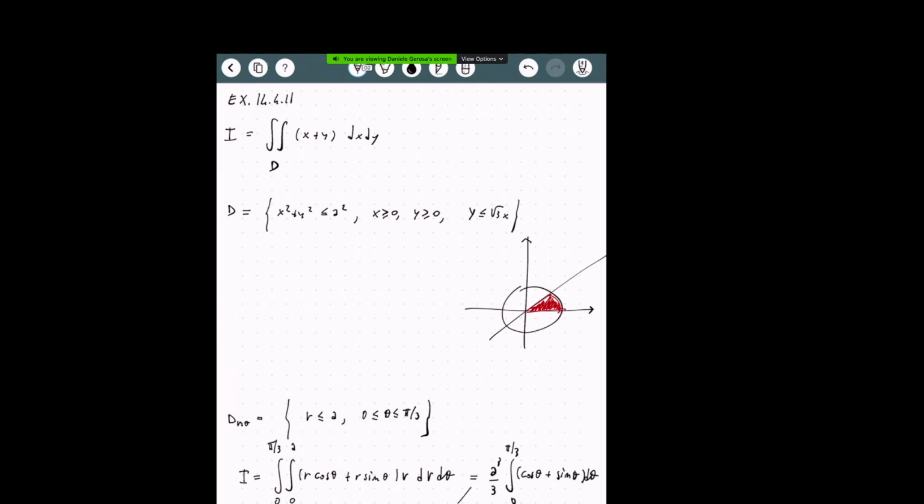So what do we get here? This is equal to a to the power of 3 divided by 3 times sine of theta minus cosine theta between pi divided by 3 and 0, and this is equal to a to the 3 divided by 3 times square root of 3 divided by 2 plus 1/2. And that is the result of our calculation.